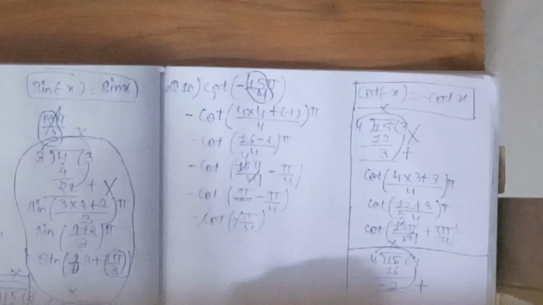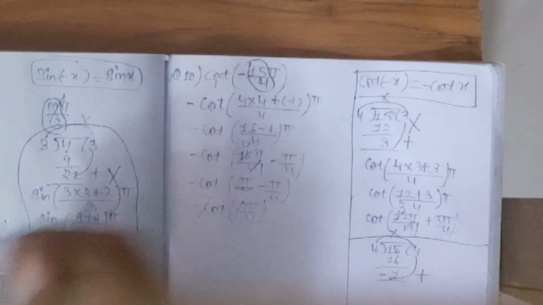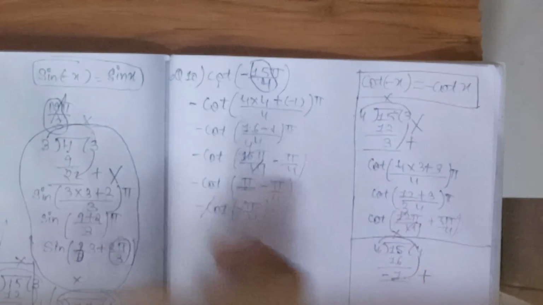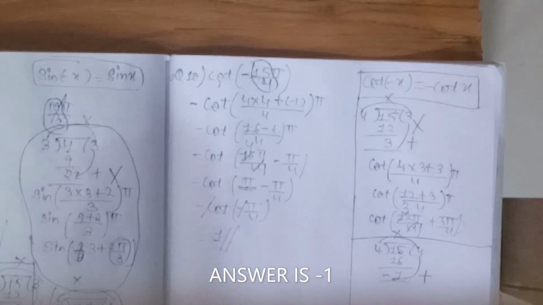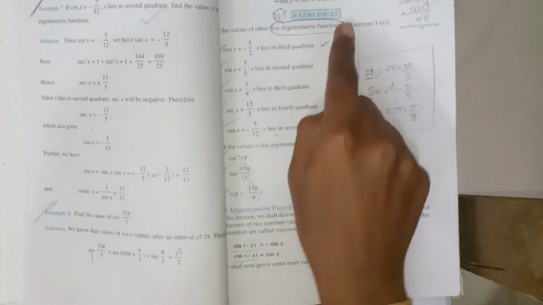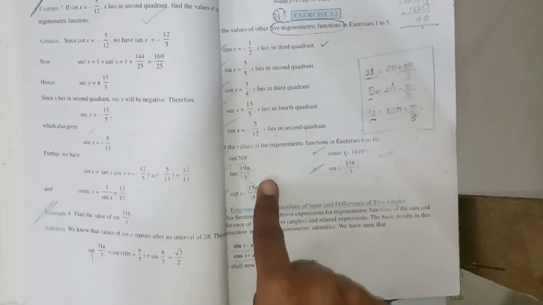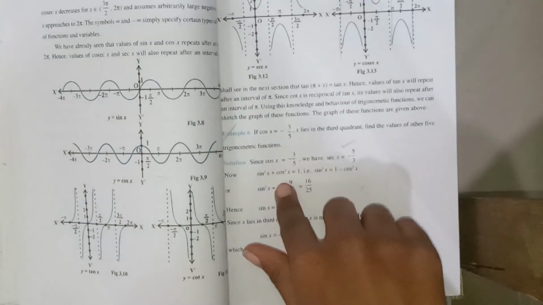So what is cot pi by 4? Cot pi by 4, that is in the trigonometric table which is there. It is 1. Okay, the answer is 1. So as I completed all the questions, friends, I have completed all the questions related to exercise 3.2 from question 1 to 10. And in the next video I am going to take the examples, that is example 6 to example 9.